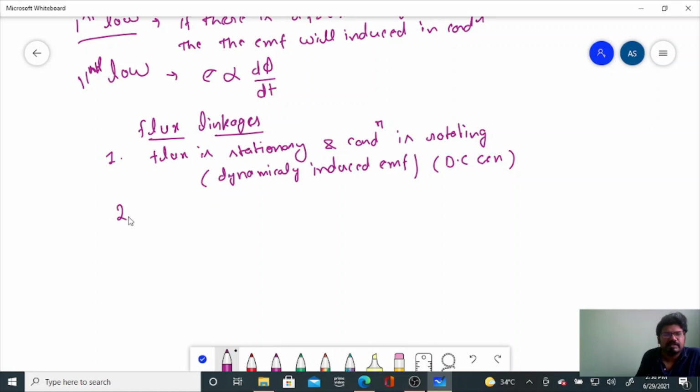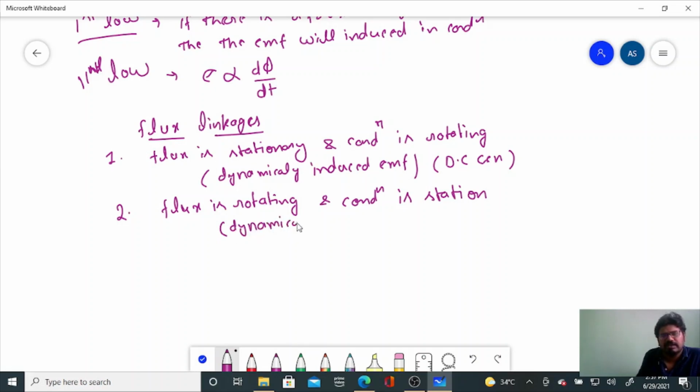Second type of flux linkage: your flux is rotating and your conductor is stationary. In this case also there will be a flux linkage, and the induced EMF again will be a dynamically induced EMF, and it happens in your AC machine, AC generator, or the synchronous generator or alternator.